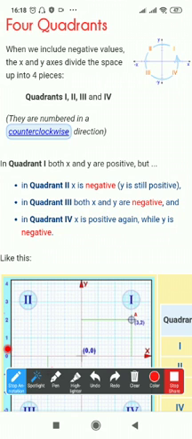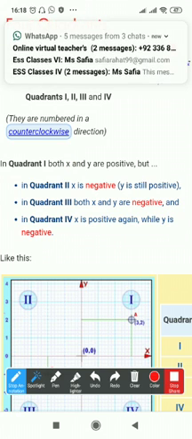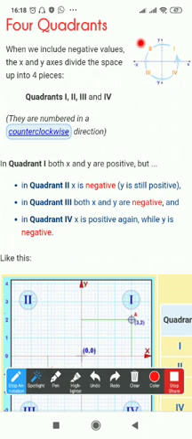All right, you see that here we have 4 quadrants. The first one is here and you're going anti-clockwise, counter-clockwise, starting from 1. This is quadrant 1, this is quadrant 2, then 3 and then 4. 1, 2, 3, 4.